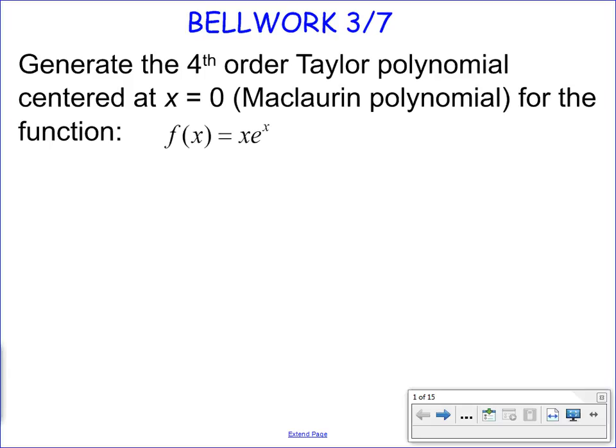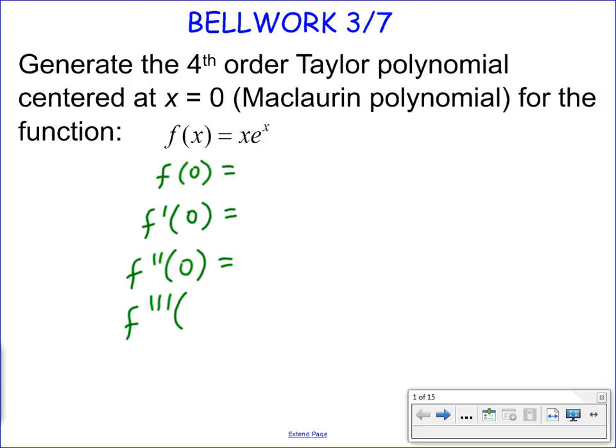We need f of 0, the value of the function. We need f prime of 0. We need f double prime of 0, and so on, up until the order of the polynomial, so we need 4 derivatives here. Notice that the prime notation gives way to that little number up there telling you what number derivative we're going to after you get the third derivative.